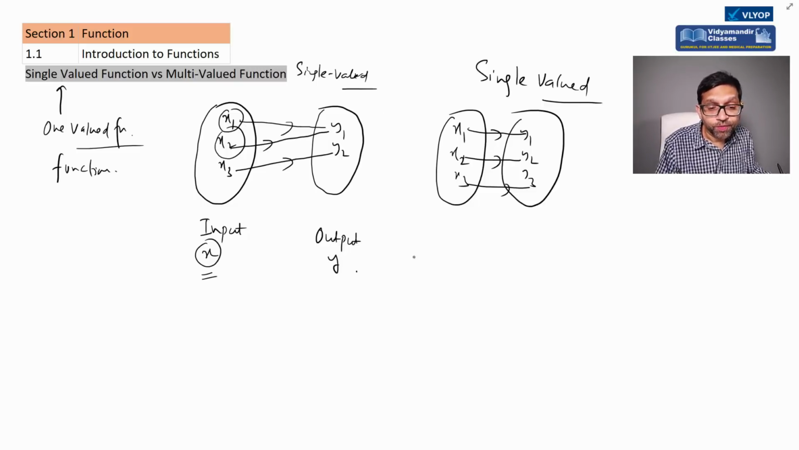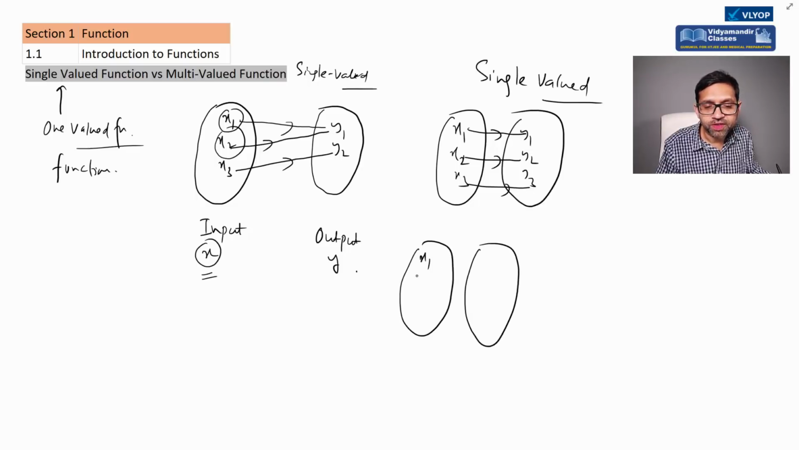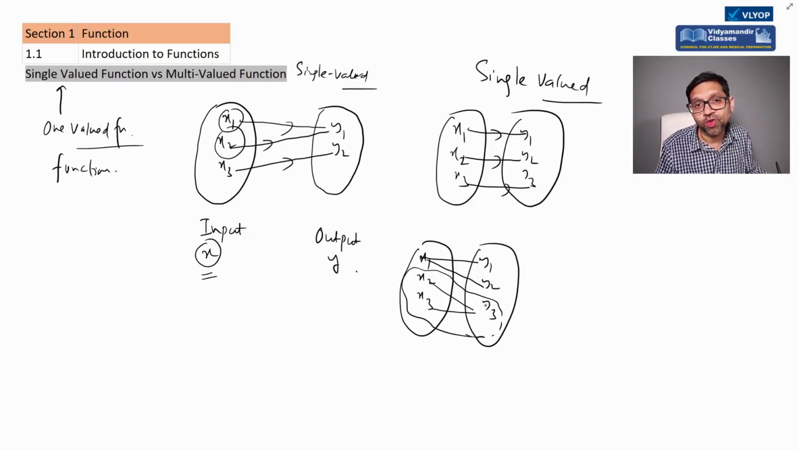What is a multi-valued function? This is my input: x1, x2, x3. On this side I have again y1, y2, y3. See this, x1 is mapped to y1 and y2 both. Both x2 and x3 produce y3. This part is fine, because one input is producing one output. But in this case, x1 is producing two outputs. We are getting y1 as well as y2. This is a multi-valued function, right?